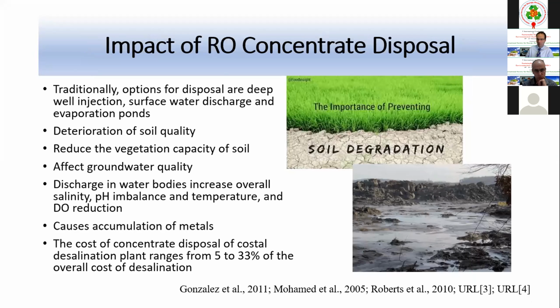Also, the present method of disposing of RO concentrate is not environmentally viable in the long term, because it can lead to deterioration of soil quality. When it is discharged back into the sea, it can lead to issues like pH imbalance, temperature changes, and dissolved oxygen reduction. It is also discharged through copper and lead pipes, and those metals leach and eventually find their way into the seawater, which is not beneficial for sea organisms.